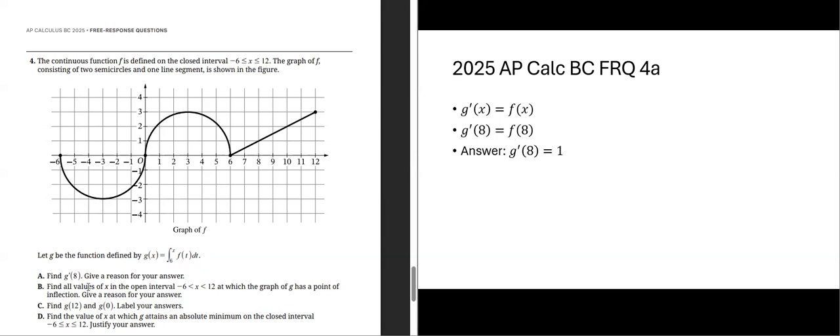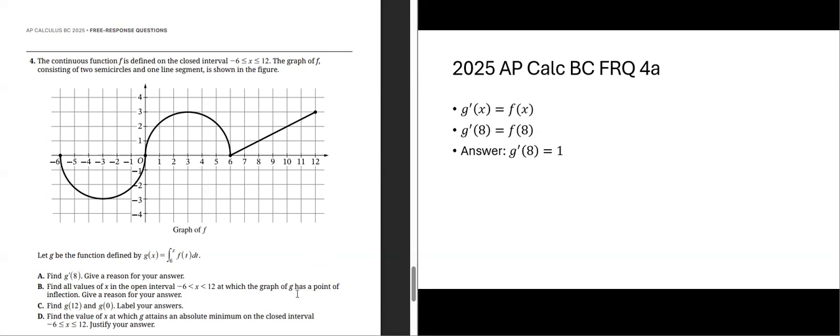All right, part B, this is the one that can get tricky. Find all values of x in the open interval -6 to 12 at which the graph of g has a point of inflection. Give a reason for your answer. So conceptually, it's easy to understand that the points of inflection of g occur when g double prime changes sign. Okay? Remember doing the second derivative test and all that?